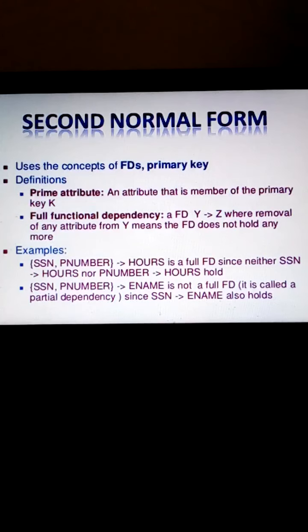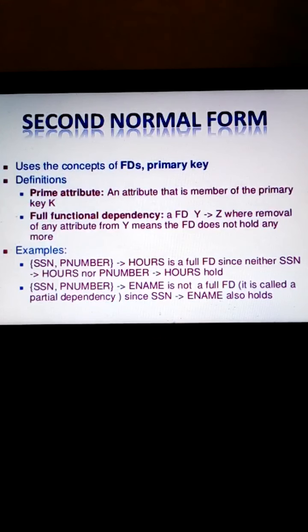Now full functional dependency means a functional dependency like Y tends to Z, where removal of any attribute from Y means the functional dependency does not hold anymore. It means Z is fully functionally dependent on Y. So the second normal form requires functional dependencies where all the non-prime attributes are fully functionally dependent on the prime attribute.